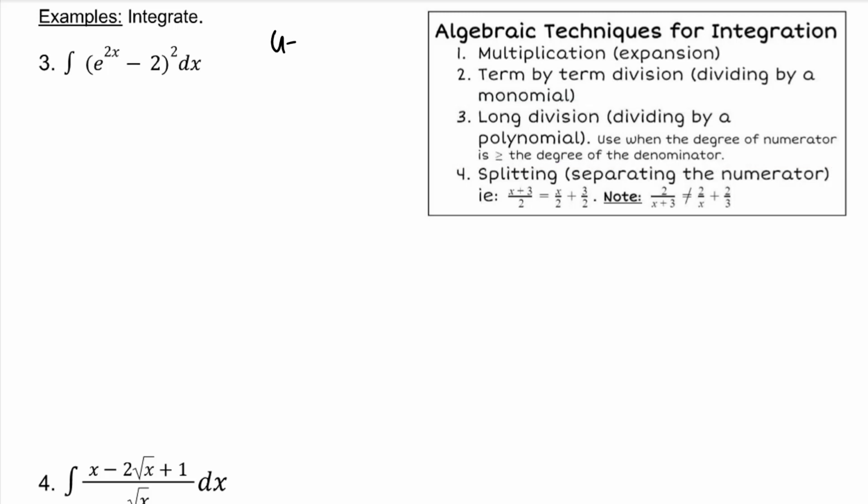For number 3, u prime is not present. So I can't use reverse chain rule, but since this is only to the power of 2, I'm going to expand. Now I can integrate each term separately.